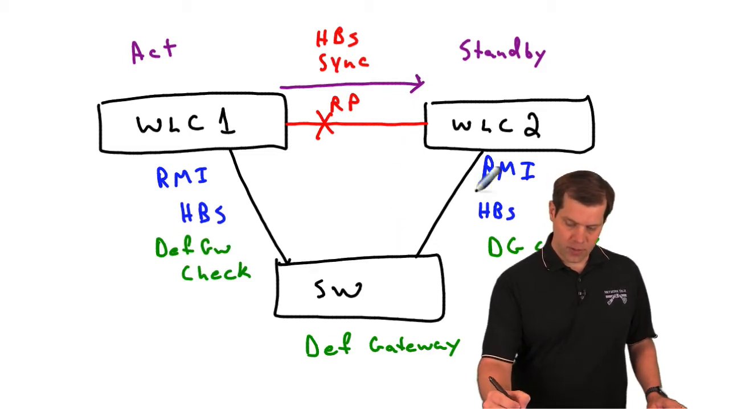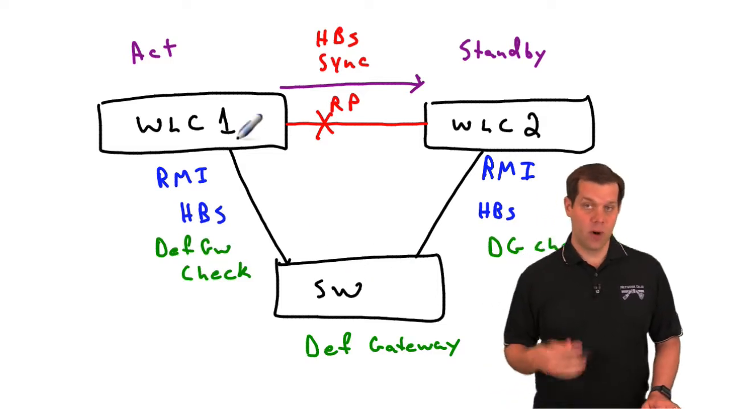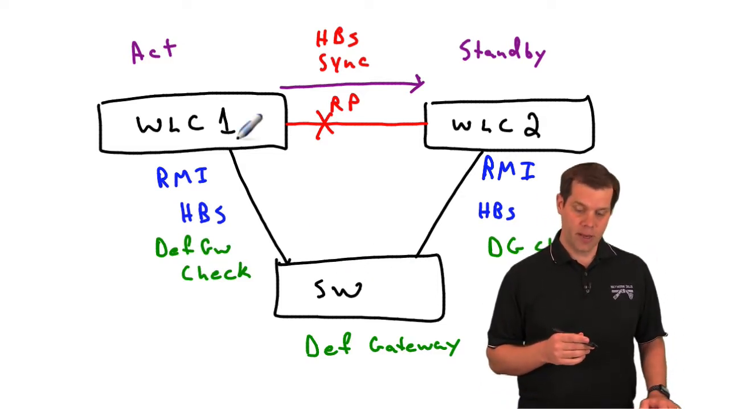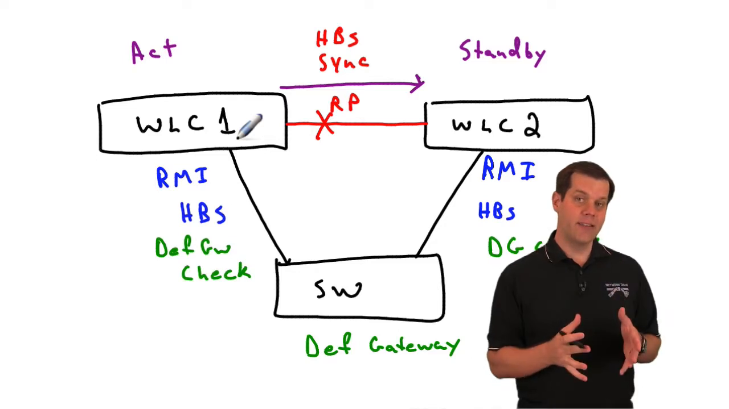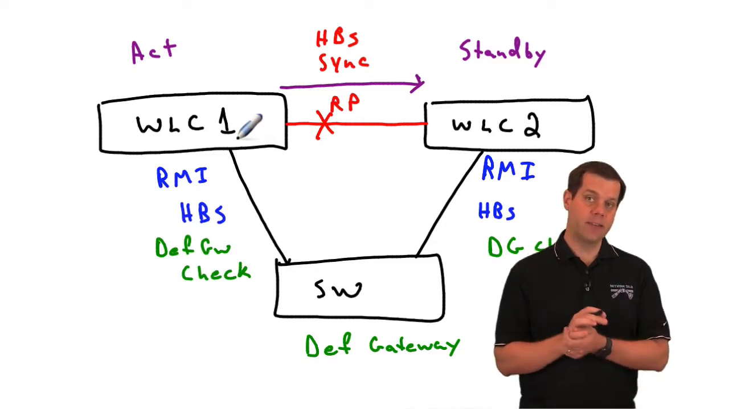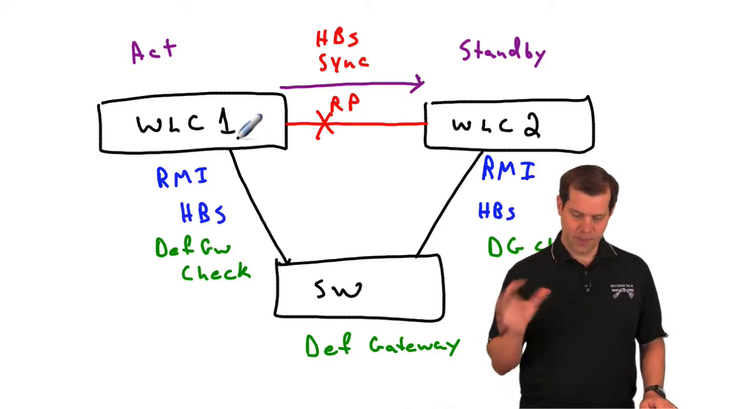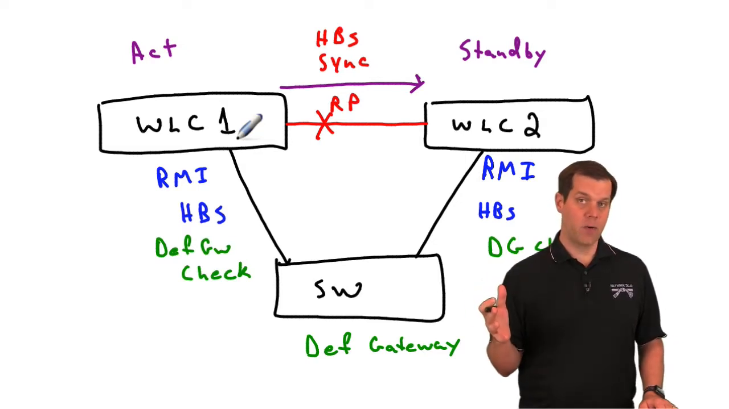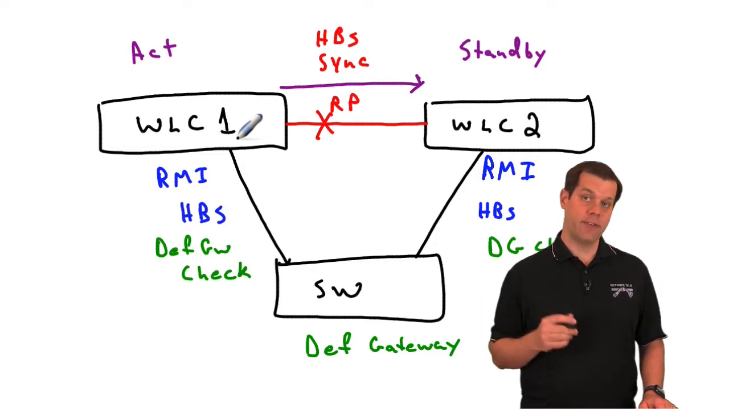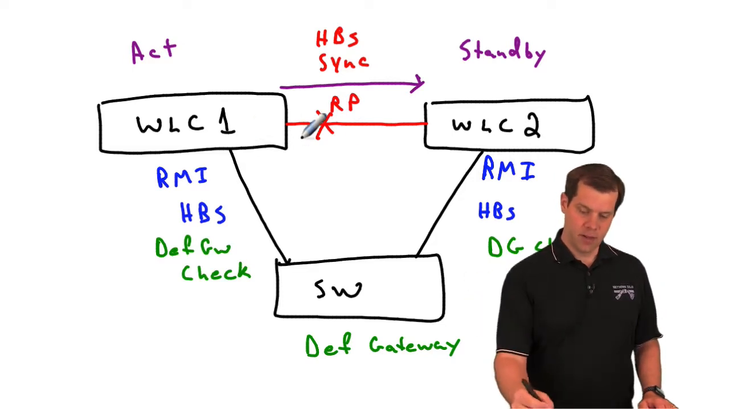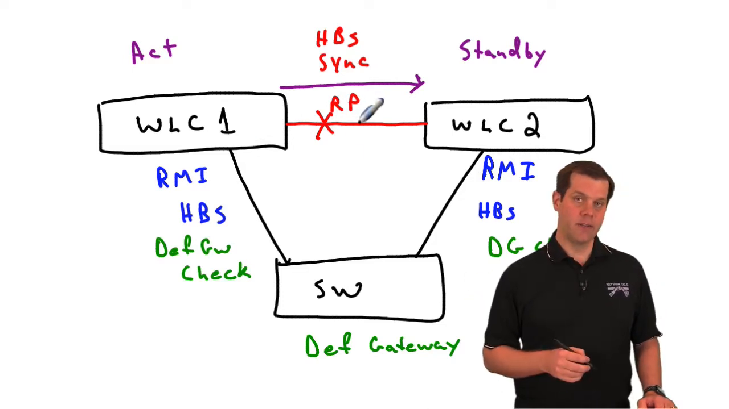So controller 2 is going to do the heartbeat check between the redundancy management interfaces. It's going to see that controller 1 is still responding on the redundancy management interface. Controller 1 stays the active switch. Controller 2 stays in standby mode. And it's actually in a bit of a limbo state, because now it's not getting the sync over. And so we can't have a stateful switchover until we repair the redundancy port.